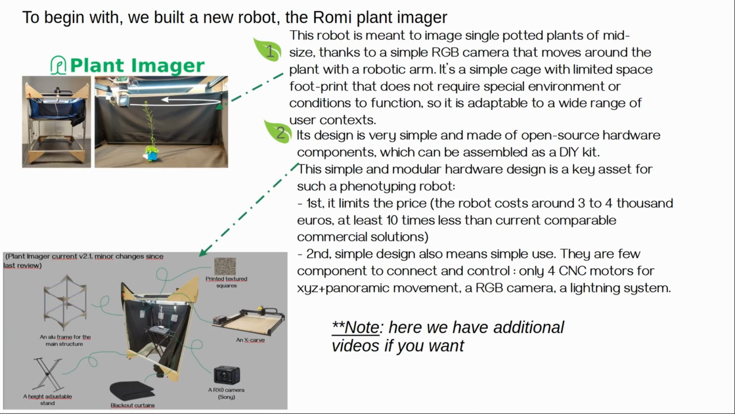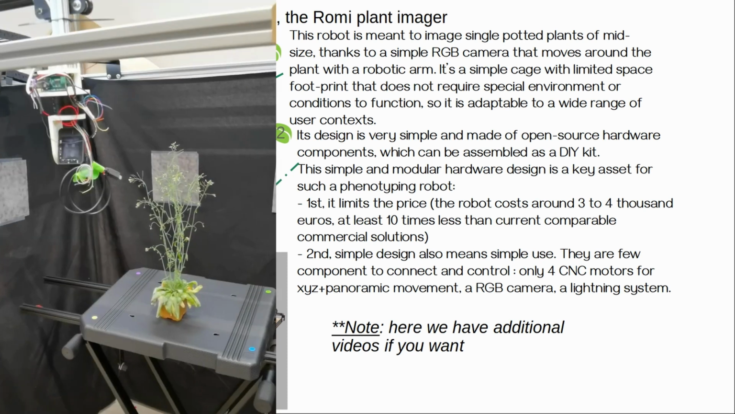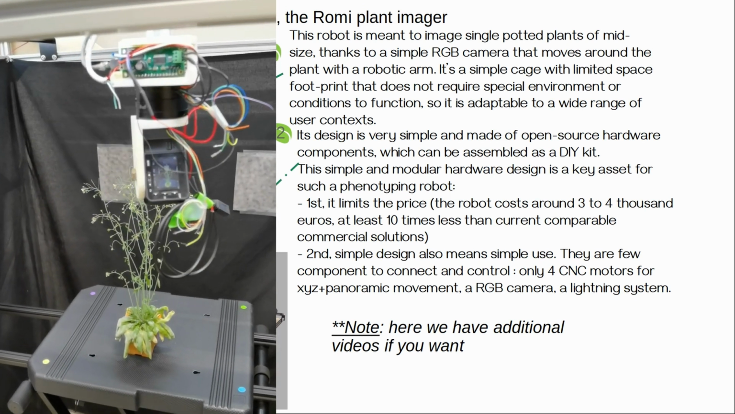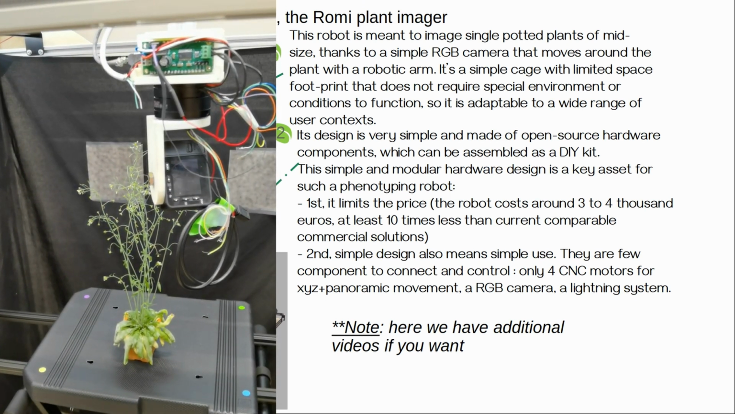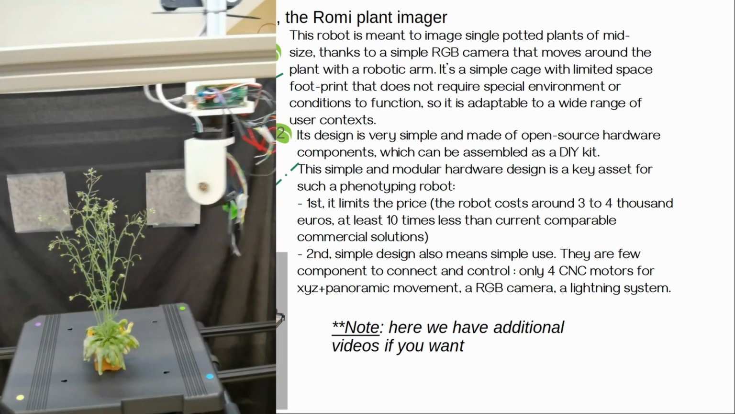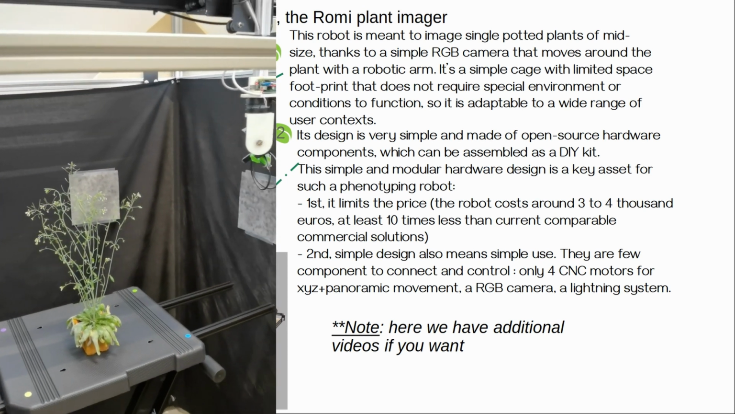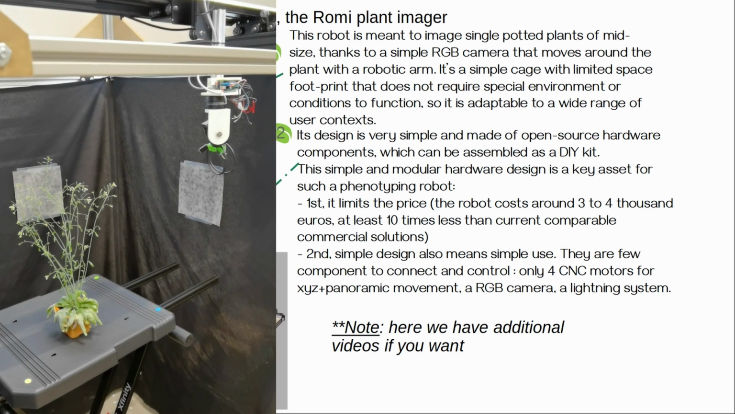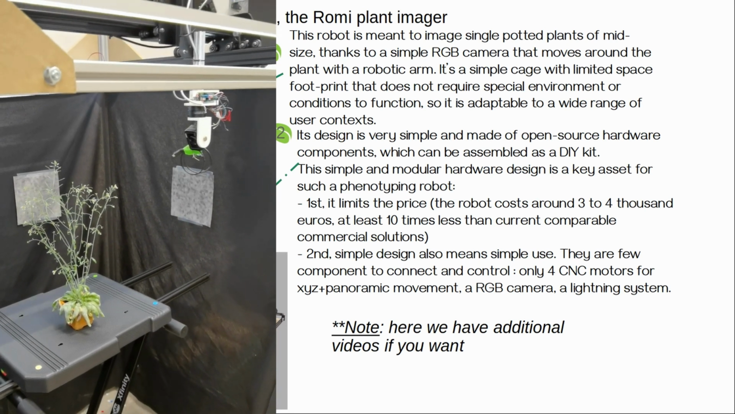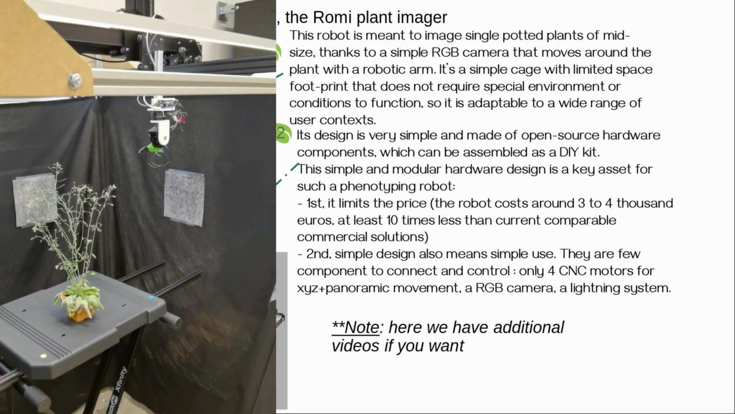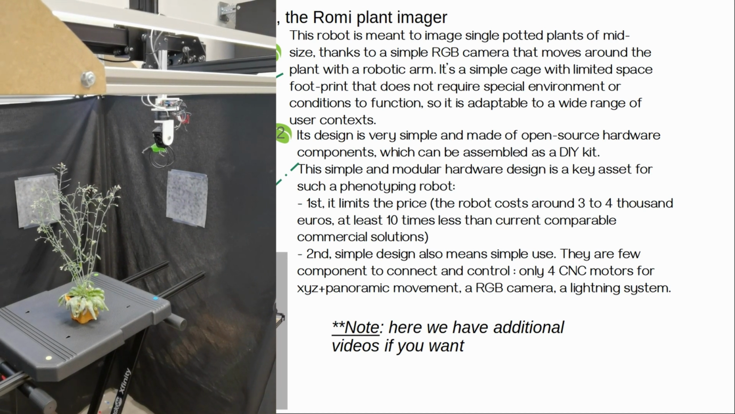So to begin with, we built a new robot, the ROMI Plant Imager. This robot is meant to image single-potted plants of mid-size thanks to a simple RGB camera that moves around the plant with a robotic arm. It's a simple cage with limited space footprint that does not require special environment or conditions to function, so it is adaptable to a wide range of user contexts.